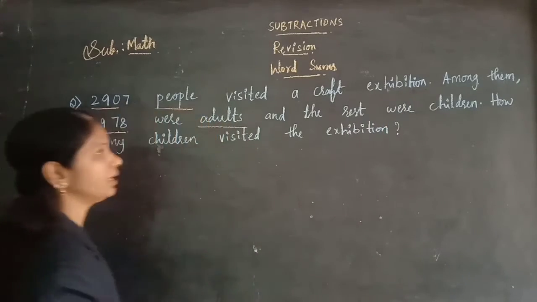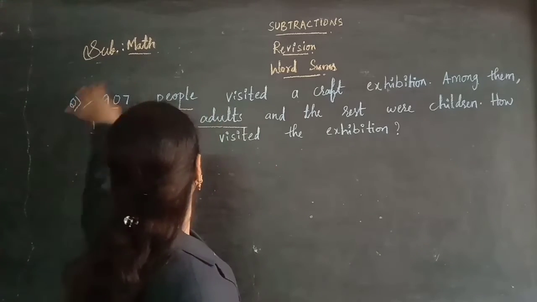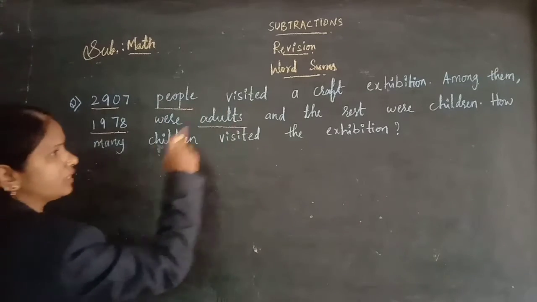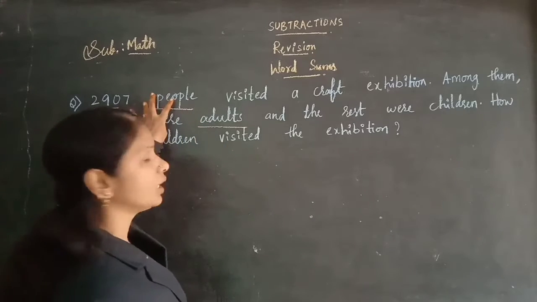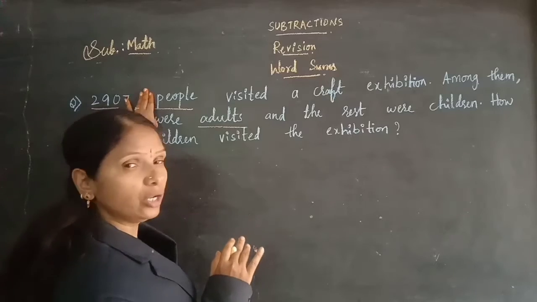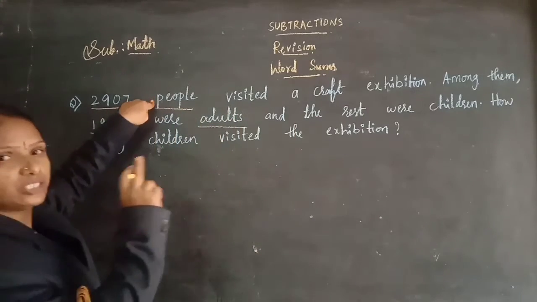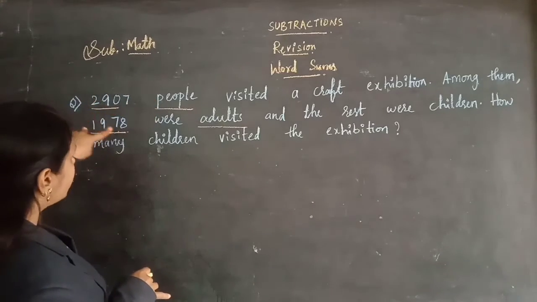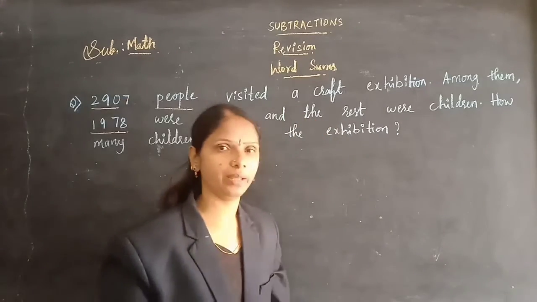So how to find the remaining here? From the total people, if you subtract the adults number, then you will get the children. Why? Because the total people include the adults and children together, these many members, and in that the adults strength is this much, and you need to find the children number.